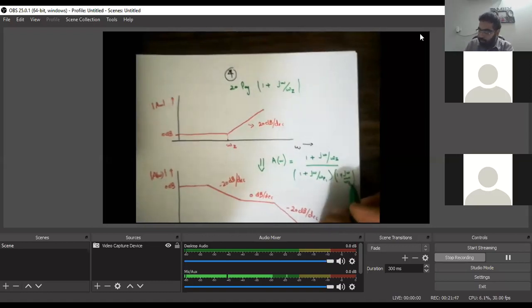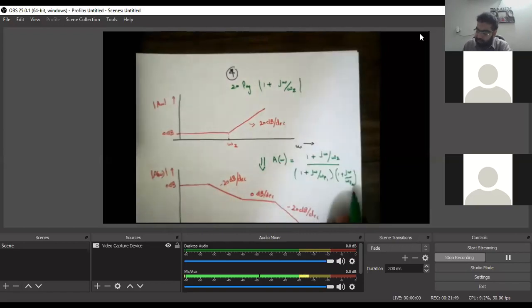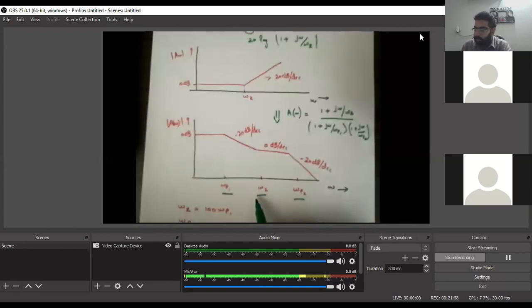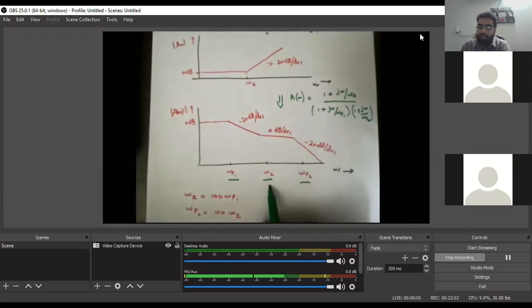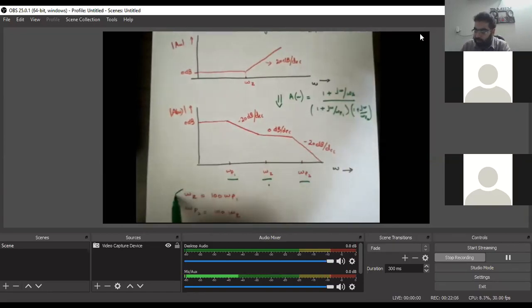Okay, so this is omega p2. And one consideration which is given to us is that omega p2 is greater than omega z, and omega z is greater than omega p1. For simplification, we just made this assumption: omega z is equal to 100 times omega p1, and omega p2 is equal to 100 times omega z, right?